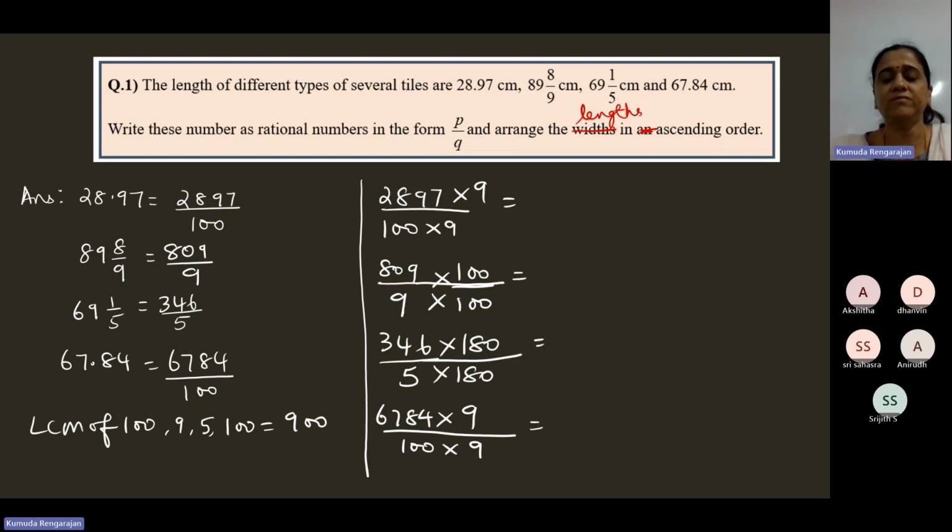Now, using the LCM, we brought all the numbers to the same denominator, right? 900. Yes, ma'am. So when all the numbers have the same denominator, you can compare the numerators and arrange the numbers in ascending order. If you cancel, you'll go back to the original fractions. Ma'am, understood.